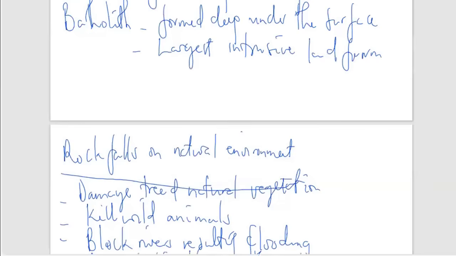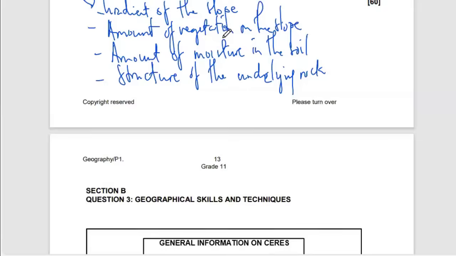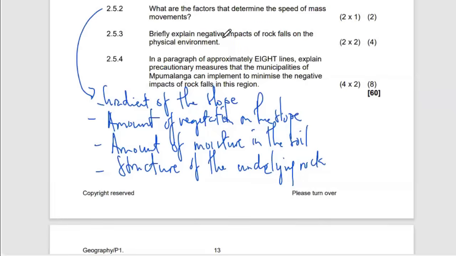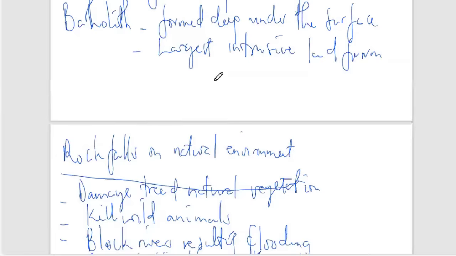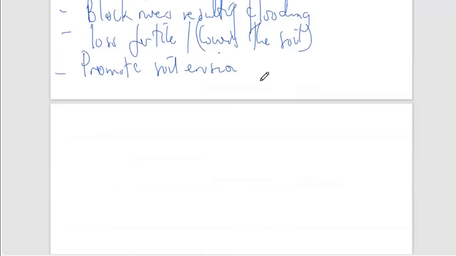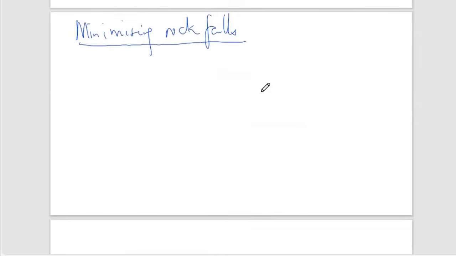Let's look at the other question. The other question is saying, in a paragraph of approximately 8 lines, explain the precautionary measures that municipalities of Mpumalanga can implement to minimize the impact of rockfalls in the region. What can the municipality do to minimize the impact of rockfalls?